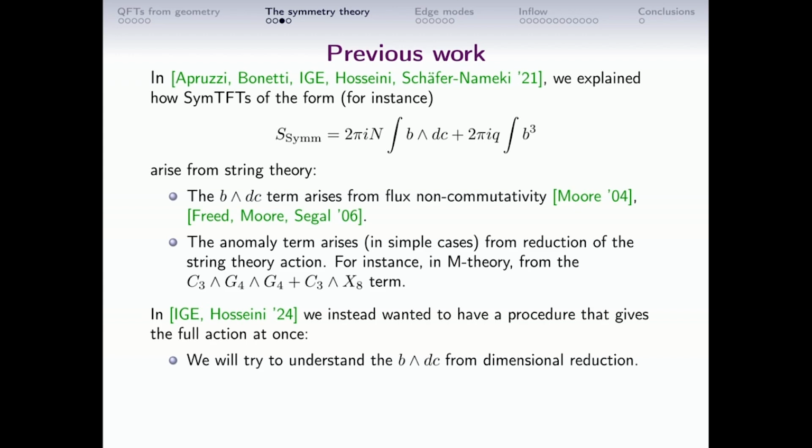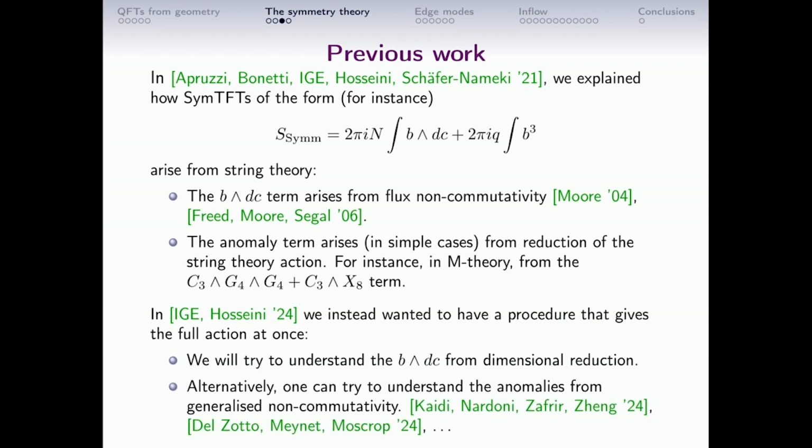So we wanted to do the whole thing at once. And there are basically two options. You can compute the anomaly by looking at the topological operators in string theory, see how they don't commute and so on, so generalize this to the anomaly, or you can do the dimensional reduction also for the BF term. Two things you can do. We went with trying to understand the BF term from a dimensional reduction.